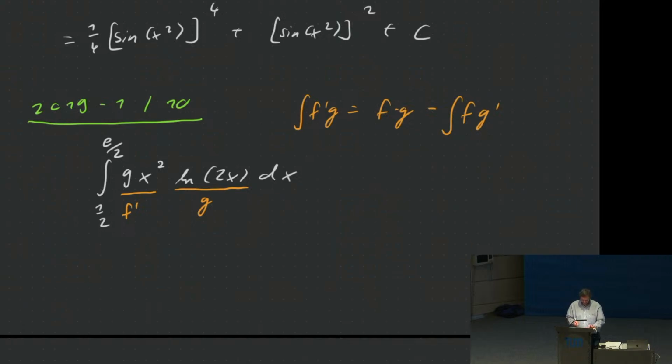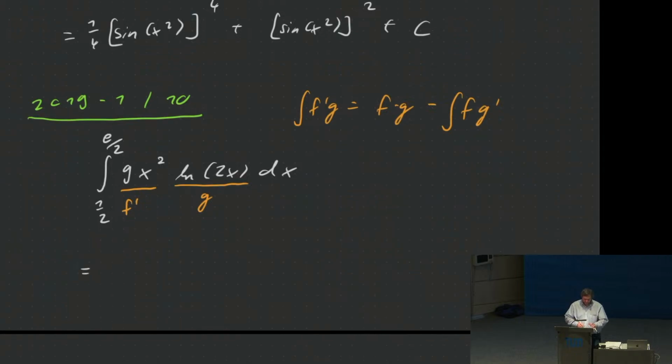So let's do that. That means we first have to integrate f prime, 9x squared. Well, x squared integrated is x to the third over 3, times 9. We can cancel out a 3, so that's 3x to the third. And we just keep the g times ln 2x. Right, so that's the first part.